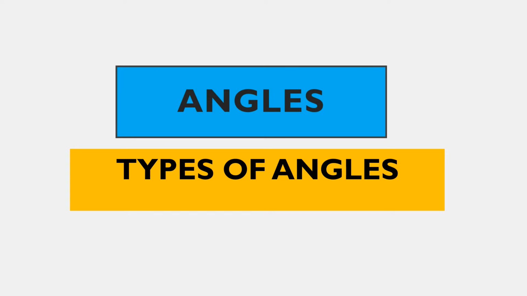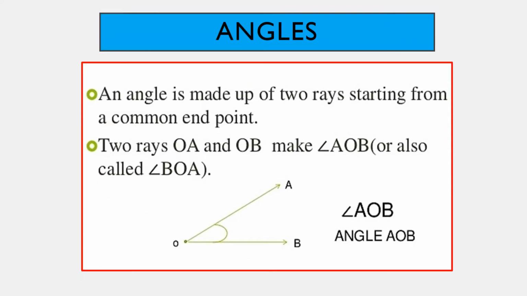Today, we'll discuss angles and types of angles. What is an angle? An angle is made up of two rays starting from a common end point. The two rays here, OA and OB, make an angle AOB. This is the angle AOB. We can also name it as BOA.